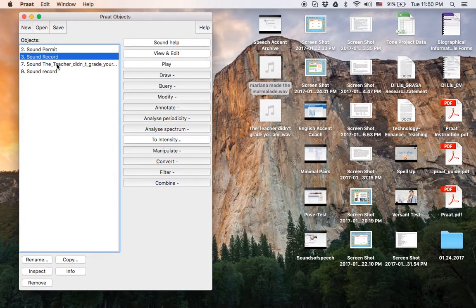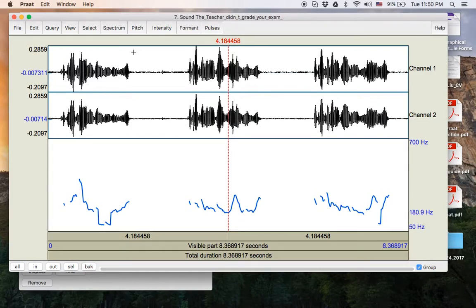So let's look at sentence level stress. This is the same sentence, and the sentence is: the teacher didn't grade your exam. But there are multiple ways where we can put stress. We can say the teacher didn't grade your exam. We can say the teacher didn't grade your exam. And we can say the teacher didn't grade your exam. So let's listen to the speaker demonstrating these three sentences.